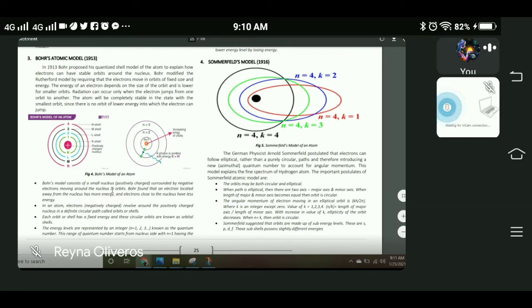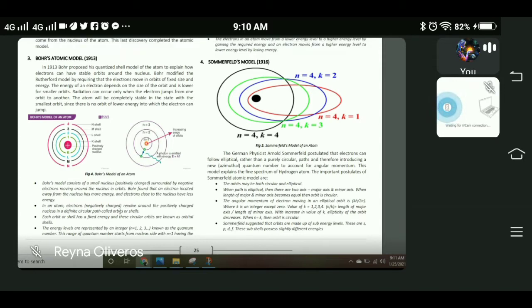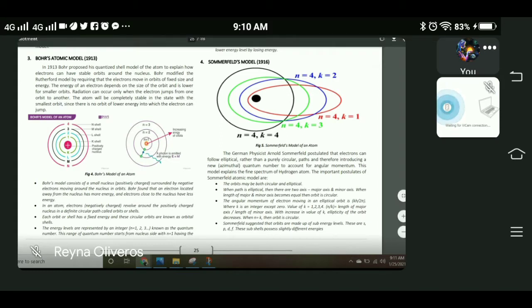That is Bohr's model of the atom. In an atom, electrons, which are negatively charged, revolve around the positively charged nucleus in a definite circular path, which is what we call orbits or shells. So that is how many of the laws were mentioned for Bohr's model of the atom.